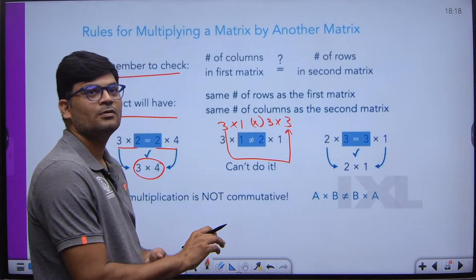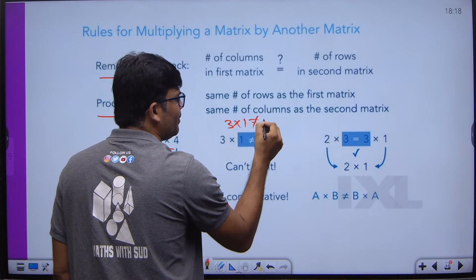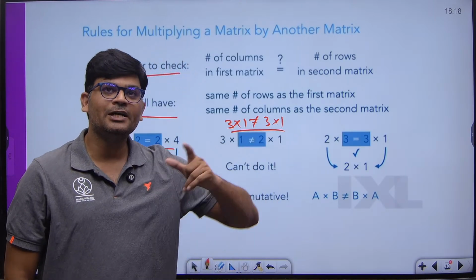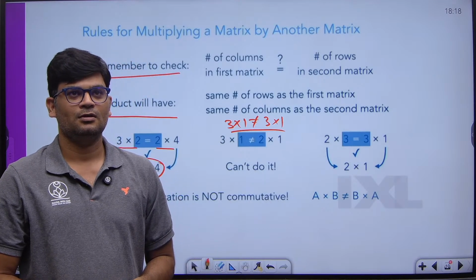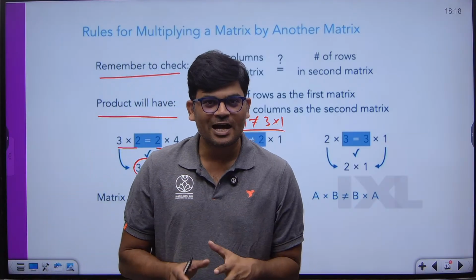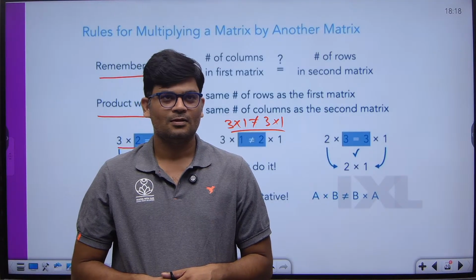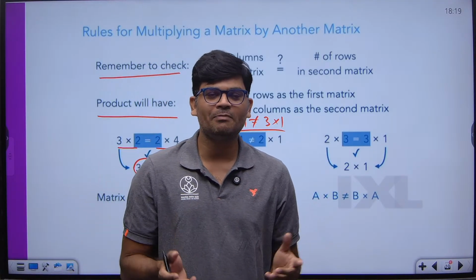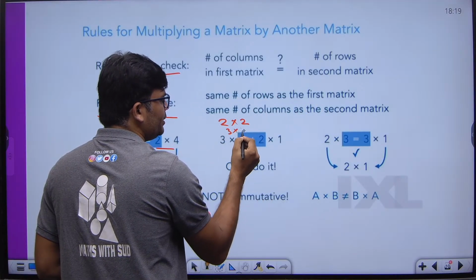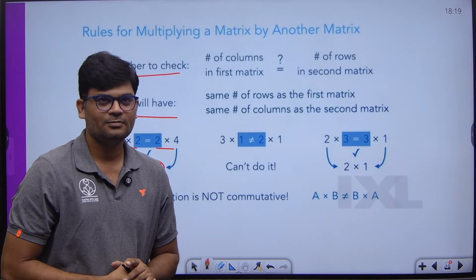Because number of columns should be equal to the number of rows. Yes, in fact a 3 by 1 matrix can't be multiplied by a 3 by 1 matrix. That means a matrix can't be multiplied by itself as well, if it is not a square matrix. Please see this. If a matrix is not a square matrix, it cannot be multiplied by itself. Only if it is a square matrix it can be multiplied, because in that case all the numbers will be same. Either it will be 2 by 2 or it will be 3 by 3. So in both the cases the number of columns and the rows will be same. Are you getting it? Yeah.